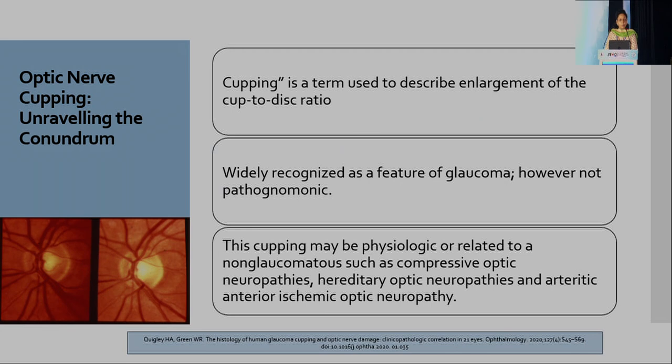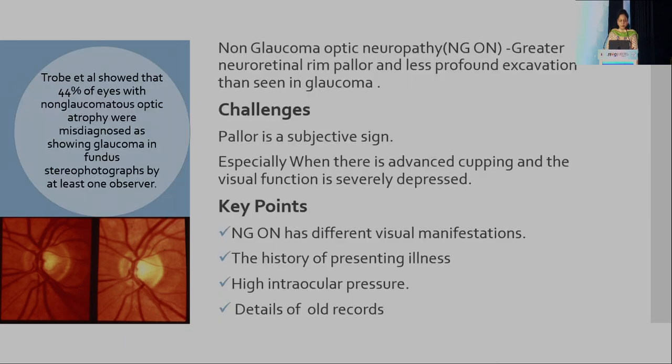So when we talk about glaucoma, the first two things that come to our mind are, one, the increased pressure, and second, the cupping. Though cupping is a well-recognized feature of glaucoma, it is not the pathognomonic feature of glaucoma, because there are certain non-glaucomatous conditions, like some ischemic conditions, compressive neuropathies, and some inflammatory conditions, which lead to cupping.